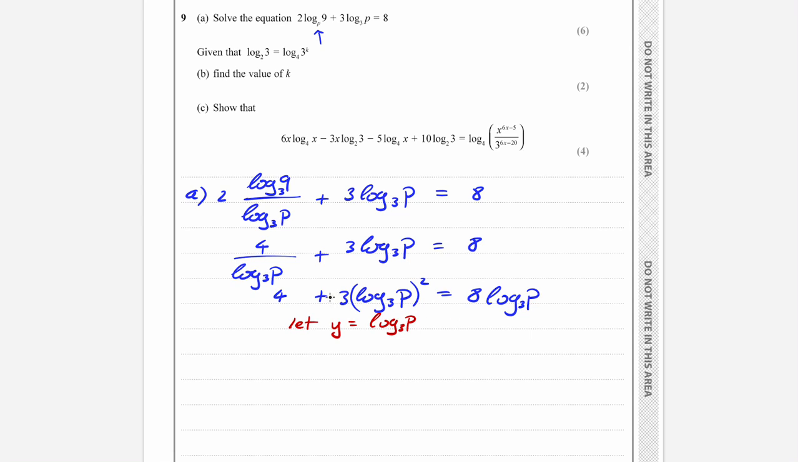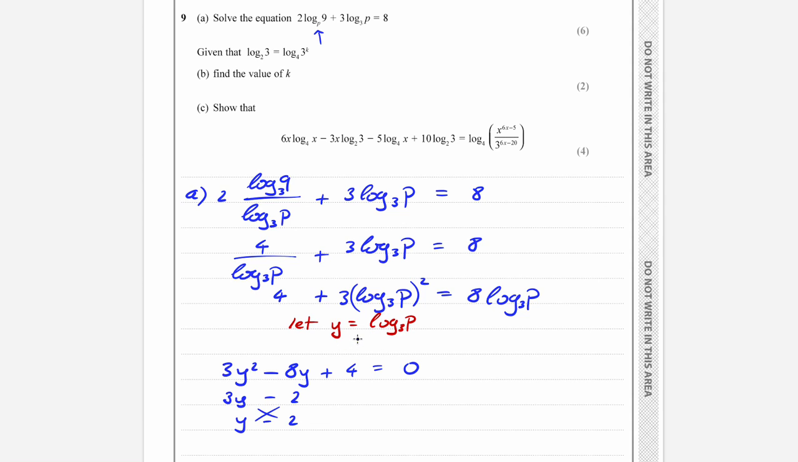Okay, so this then becomes 3y squared minus 8y, I'm going to subtract the 8 log p, and then plus 4 equals 0. We then factorize this. Factors of this, I'm going to do it my quick way, guys, but feel free to do it your a times c method. I do it like this: 3y and y, 2 and 2, minus and minus. I do it because 3y times negative 2 is minus 6y, and y times negative 2 is minus 2y. Minus 6y minus 2y gives me minus 8y.